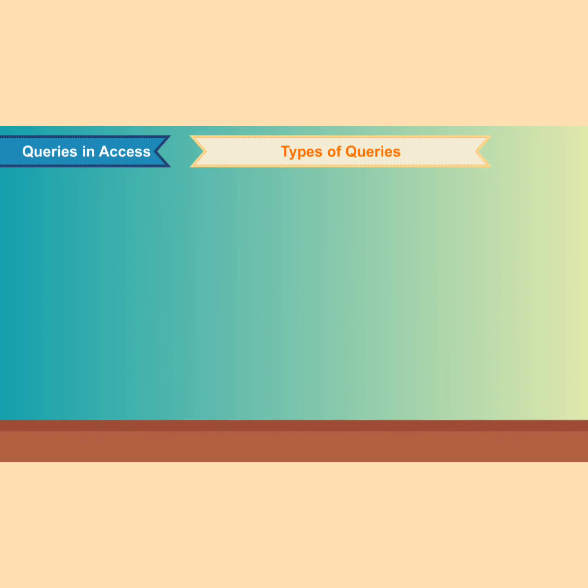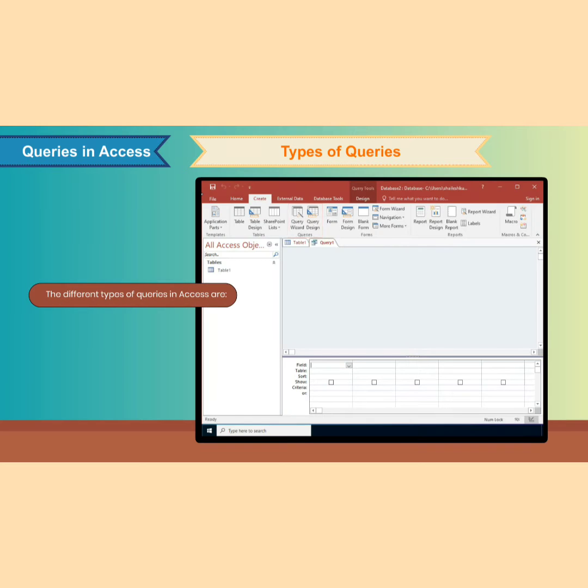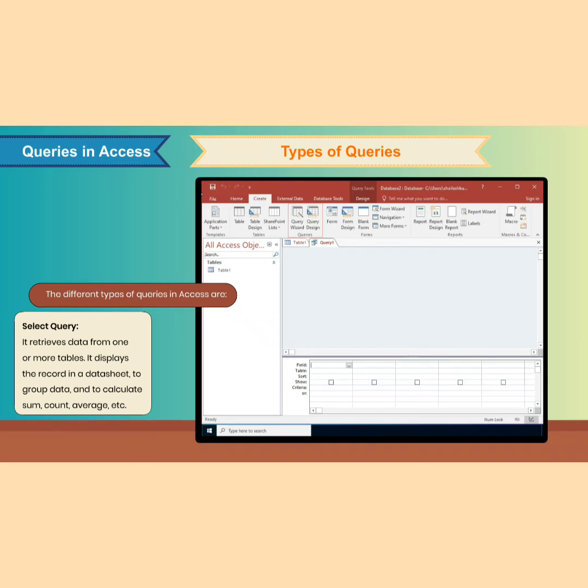The Query Design command present under the Queries group on the Create tab is used to create a query. Types of queries. The different types of queries in Access are: Select query. It retrieves data from one or more tables. It displays the records in a datasheet to group data and to calculate sum, count, average, etc.